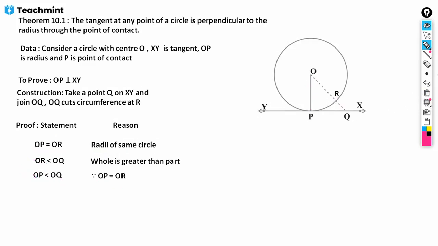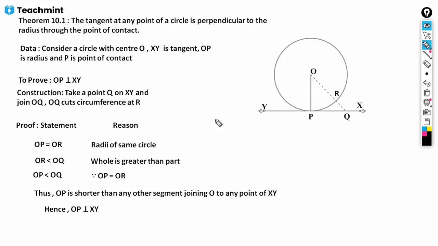I tell you, if you prove that this is the shortest distance from that point, then your work is almost finished. What I am saying is that, compared to this line, OP is less than OQ. See the steps I have taken next. Thus, OP is shorter than any other line segment joining O to any point on XY.